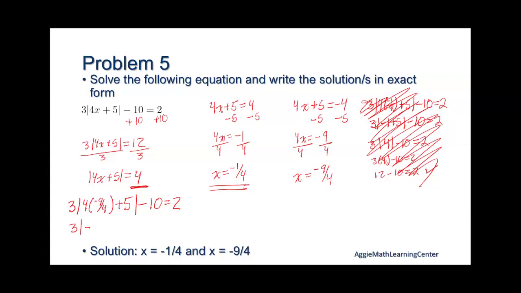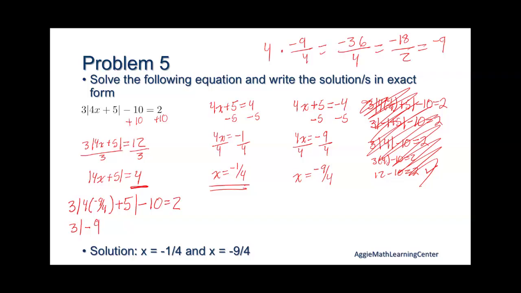What's 4 times negative 9/4? Negative 36 over 4. And can we simplify it? We can divide it by 2, which would be negative 18 over 2, and we can divide it by 2 again, so it'd be negative 9 over 1, which is just negative 9.